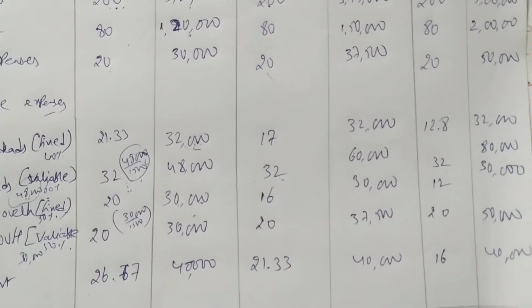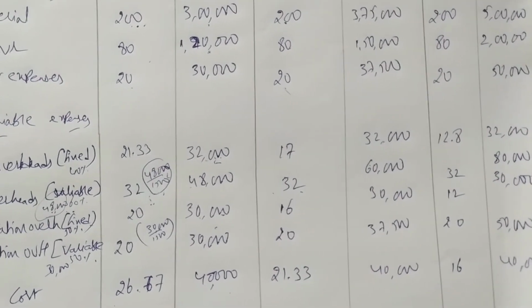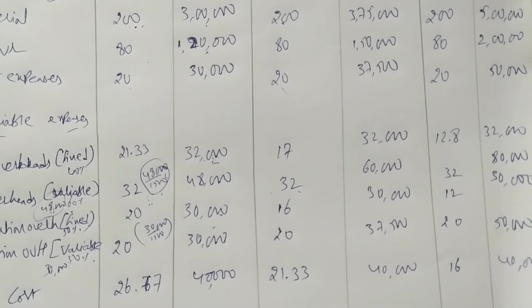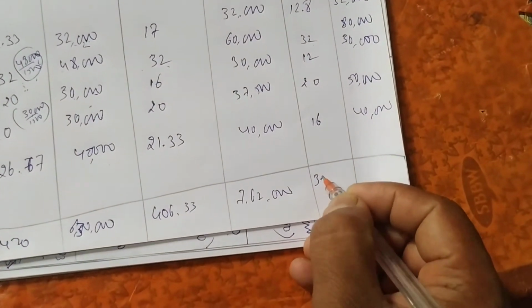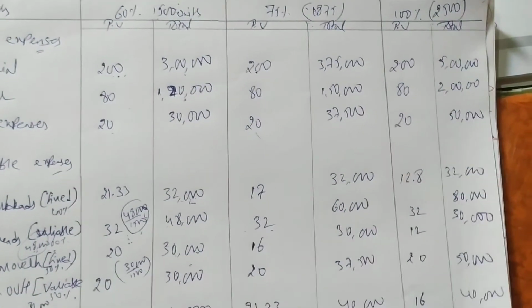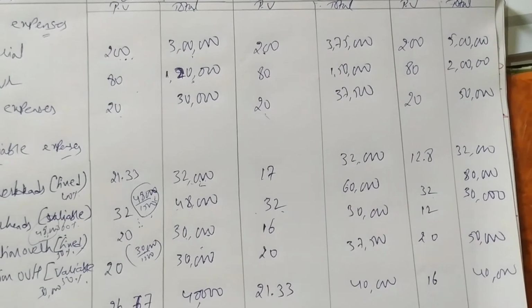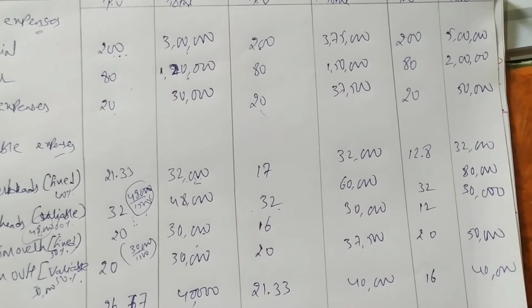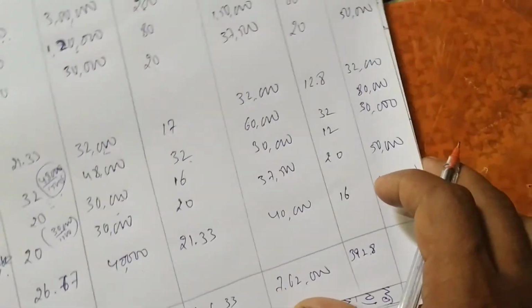Here also the per unit total we will do. This will be 300 plus 12.8 plus 32 plus 12 plus 20 plus 16. So we get 392.8. Okay, so 7,50,000 plus 32,000 plus 80,000 plus 30,000 plus 50,000 plus 40,000. So we are getting 9,82,000.